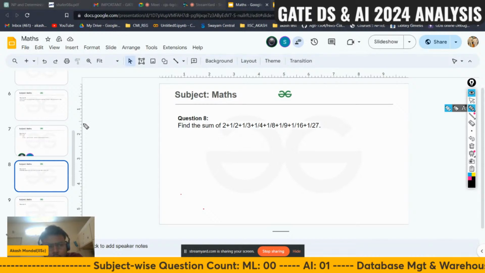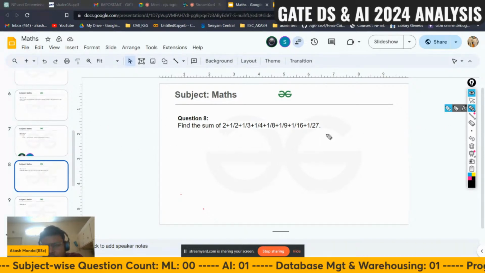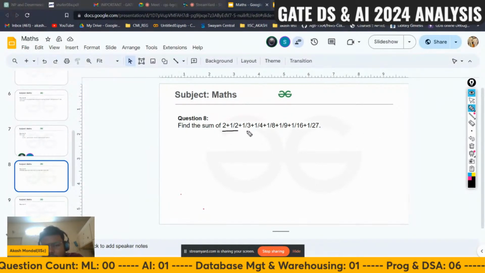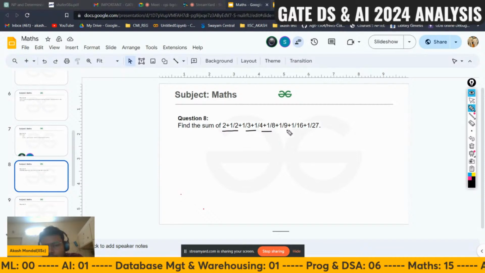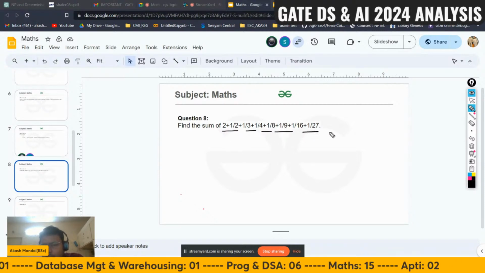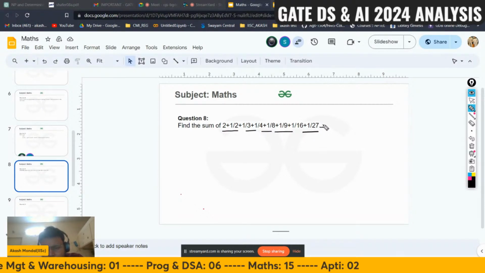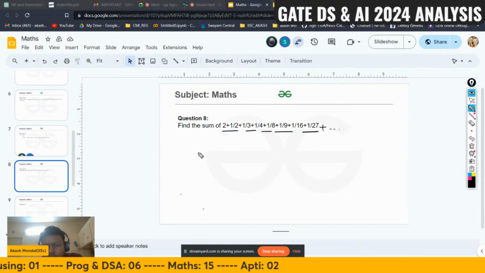So let's solve this problem. This is saying you have to compute the sum of 2 plus 1/2 plus 1/3 plus 1/4 plus 1/8. So I think it's an infinite series. So how do you do it?